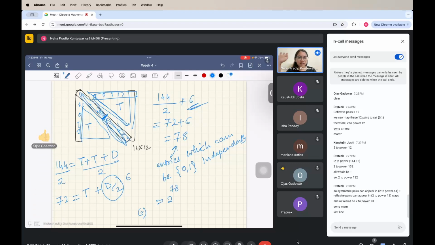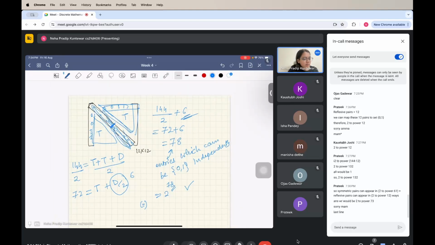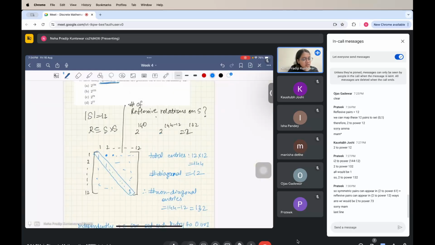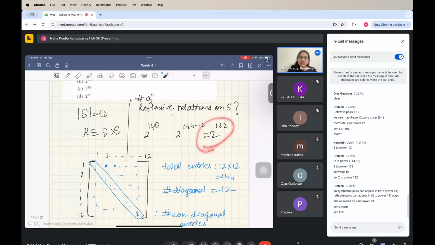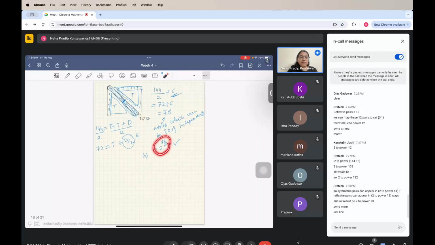Okay, so yeah, I agree, each one of us would count that number differently, but I just calculated it this way, and you would end up getting the same answer, which is 2 to the 78. So I'll just pose a question for you. What we asked is the number of reflexive relations and we have this answer 2 to the 132. Then we asked the number of symmetric relations that are possible, and the answer that we have is 2 to the 78. So the natural question that arises is, what is the number of transitive relations that are possible? Any thoughts about it?